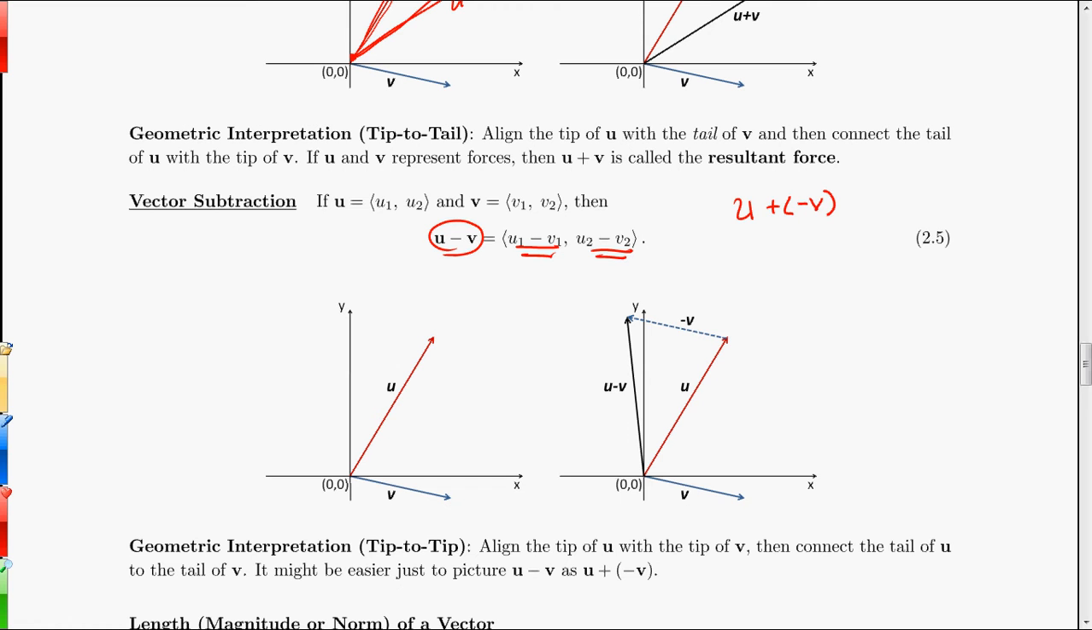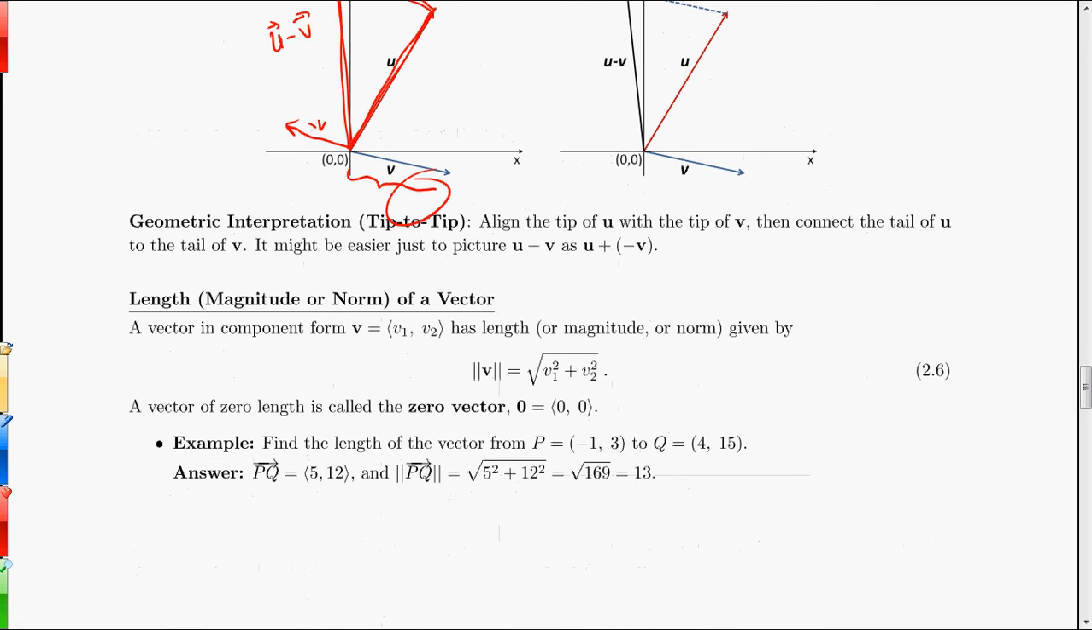So if I want to take U minus V, I first look at this. That's V, right? So minus V looks like that. Negative V. Then I just take U and then minus V, and that is U plus minus V, U minus V. There's a tip to tip where you line up the tip from one to the other and then go tail to tail, but I prefer U plus negative V. That way it makes total sense to me. I follow U, then I go negative V, and that's where I terminate, and that's U minus V.